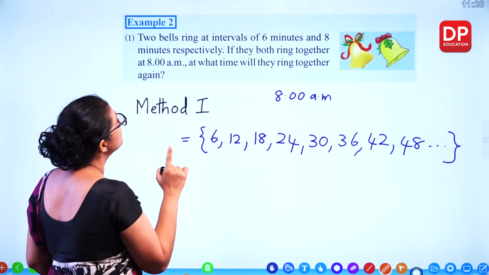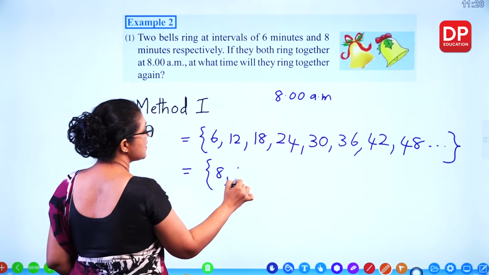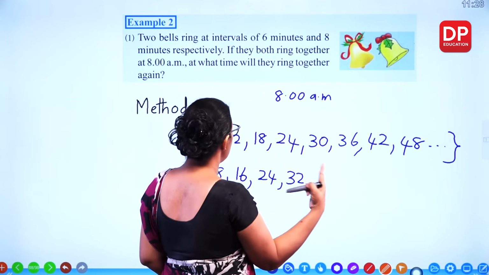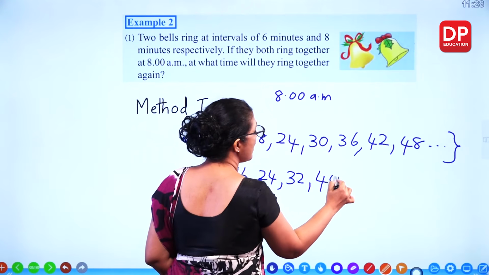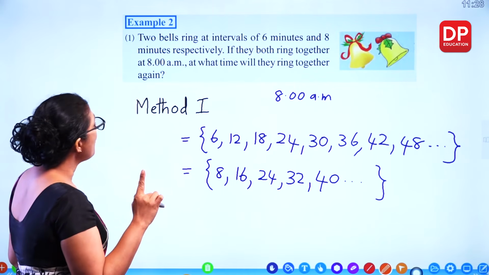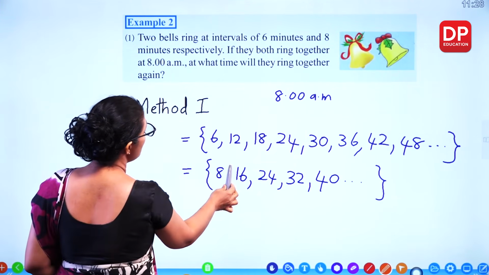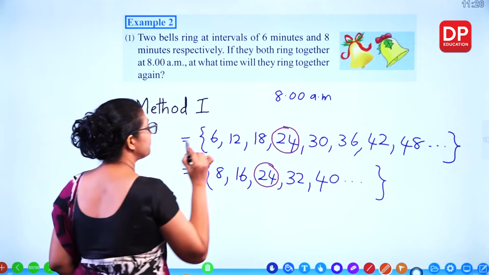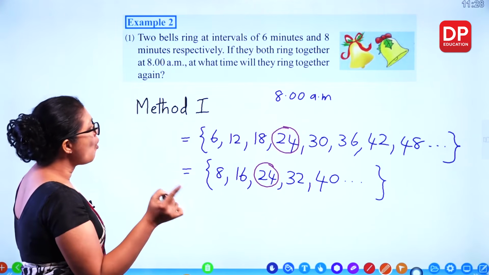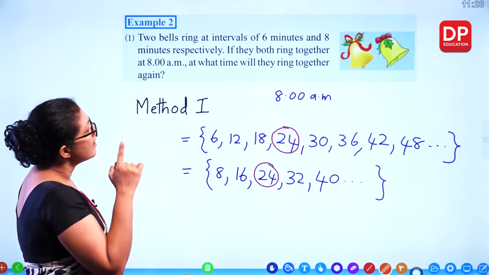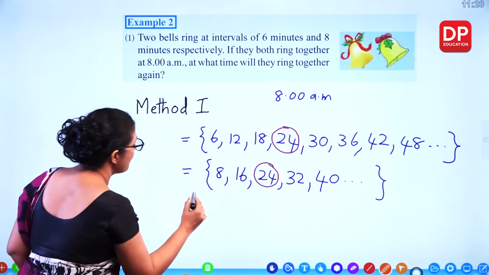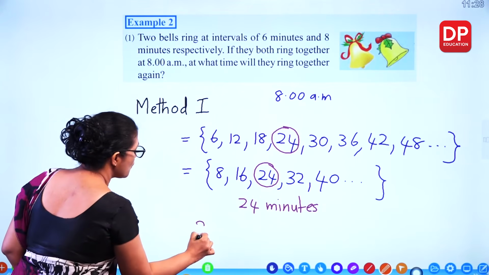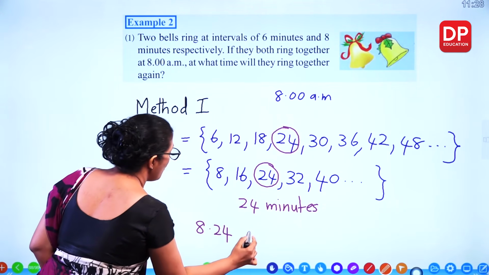Multiples of 8. 8, 16, 24. 8 times 4, 32. 8 times 5, 40. So like that. Now, what's the common one? When you look at carefully, can you see 24 is the next common one? So that means after 24 minutes, it will ring again. So 24 minutes, that means what's the time? 8:24. So it will ring at 8:24 a.m.